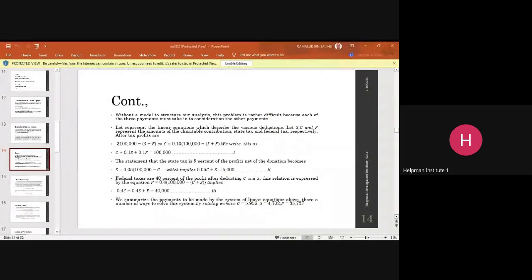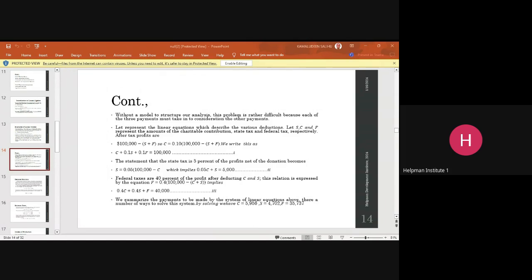First of all, what is the total profit of the company? So we look at the total the company earns, which is $100,000. Then we subtract the state, followed by what? The federal. So that will give us the solution for the company donation or contribution. As you can see here, C equals 0.10 times the total income. So we rewrite this equation like this. We also look for the state contribution, which is S equals 0.05 times this. We also rewrite the federal contribution, which is 0.4.